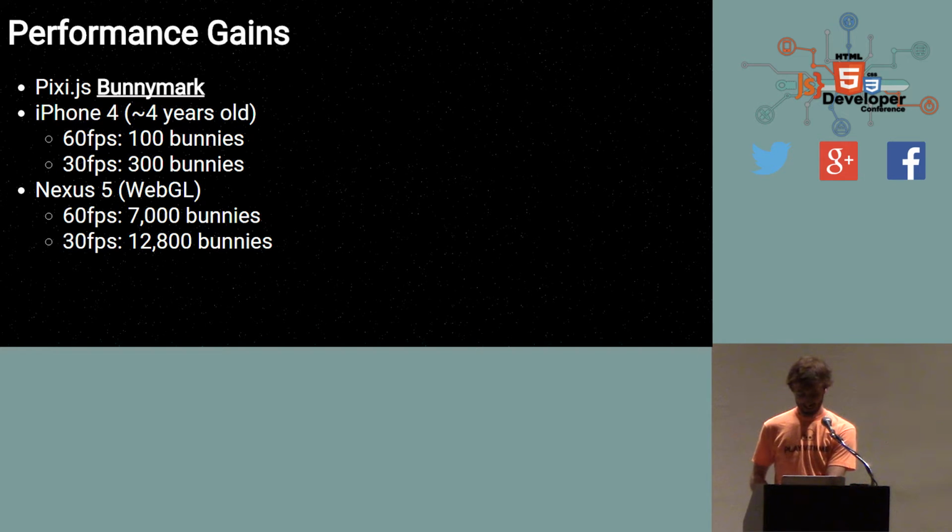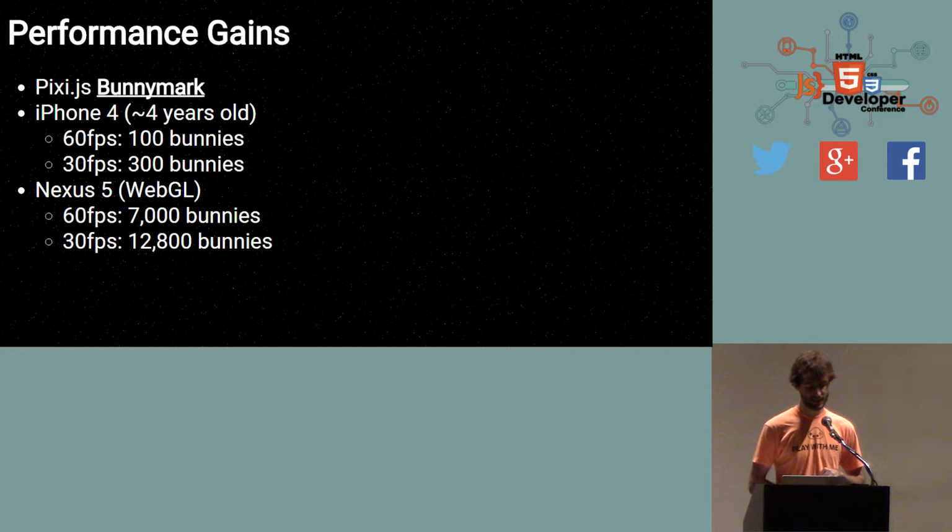And running the BunnyMark benchmark, which loads up a bunch of bunnies and sees how much it can do without the frame rate dipping, on my iPhone 4, I was able to get 100 bunnies before it dipped below 60 frames per second, and 300 bunnies before it dipped below 30 frames per second. So that was pretty poor.